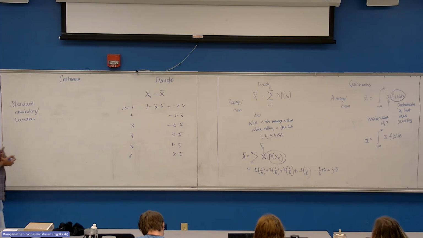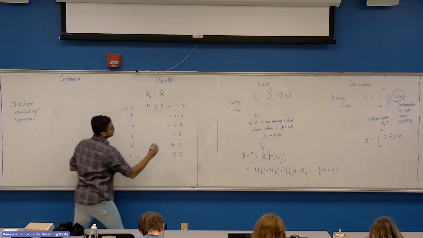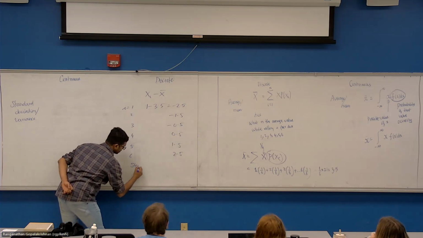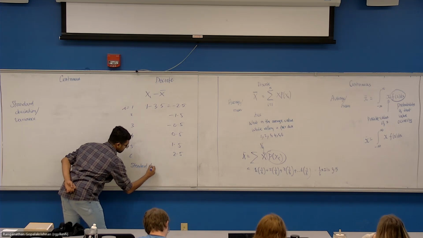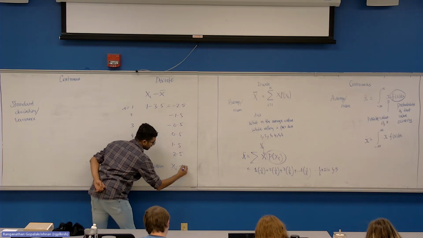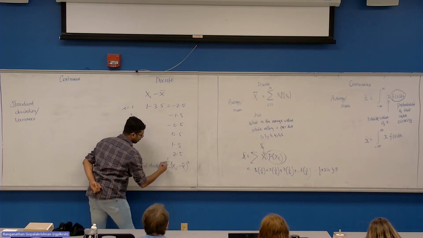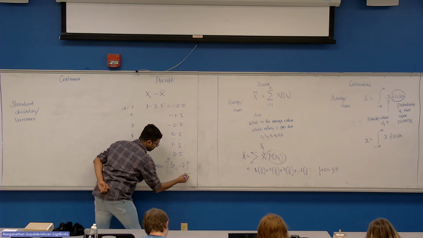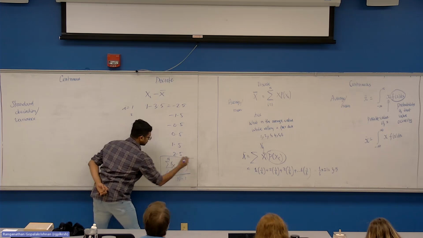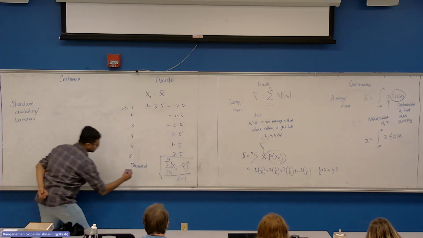How will you get standard deviation? You will square them and add them. So this standard deviation would be the sum of xi minus x bar squared from i equals 1 to n, divided by n minus 1, all under a square root. That is standard deviation as we always do it.